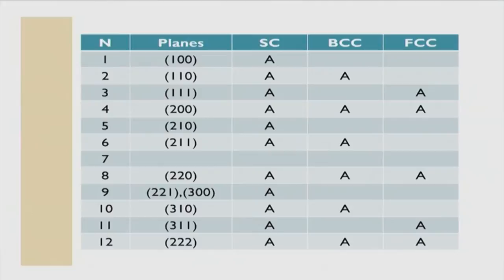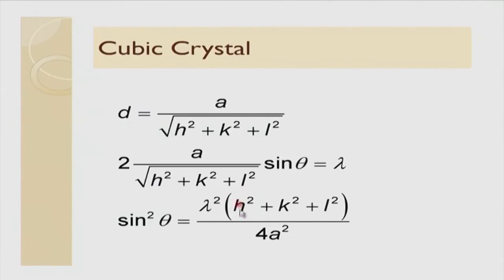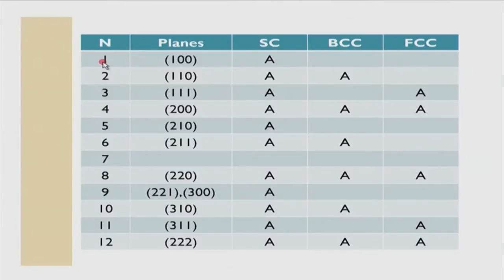Alright, so let us just take an example, and let me first give you these values. Let us call this n as h square plus k square plus l square, and let us look at what are the possibilities of hkl. So, the lowest number is n equal to 1, which corresponds to h equal to 1, k equal to 0 and l equal to 0.